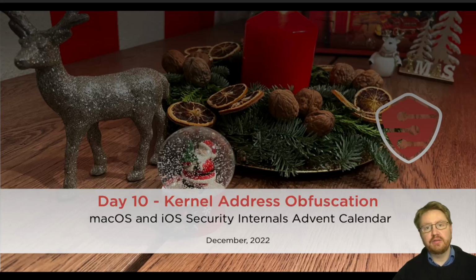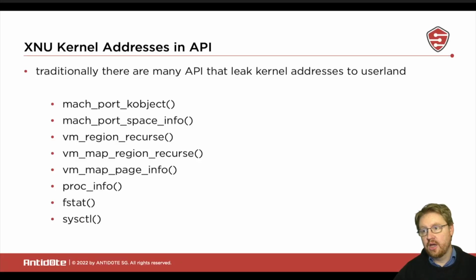Today we will have a little look into Kernel Address Obfuscation, which is a mitigation Apple introduced to the kernel a while ago. The problem was that traditionally there are a lot of API functions or API methods that leak kernel addresses to user land.